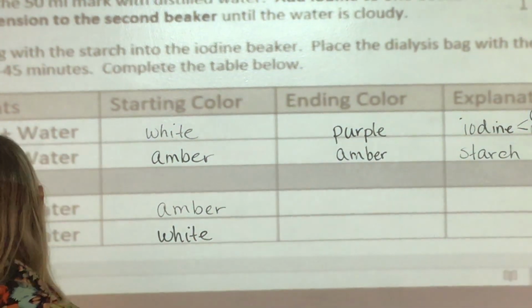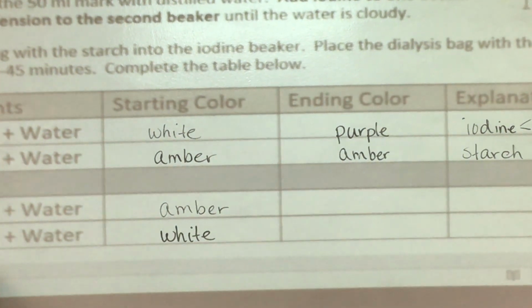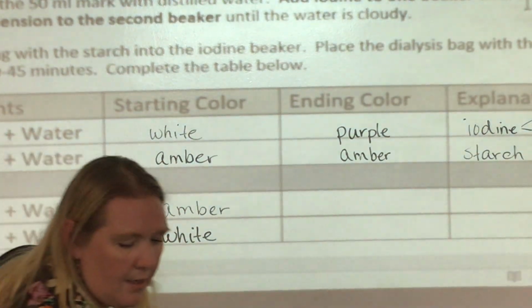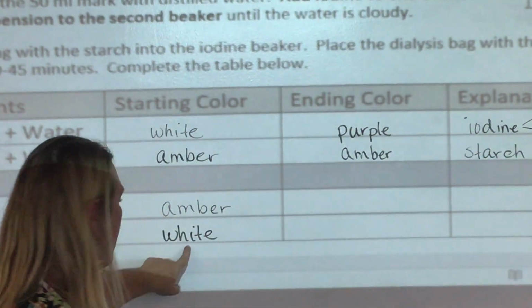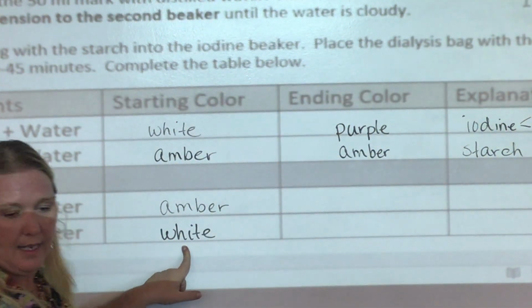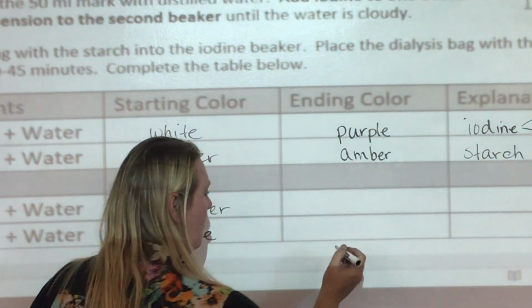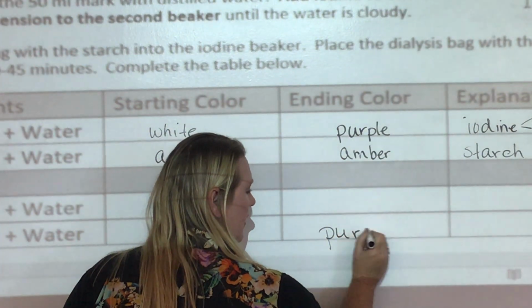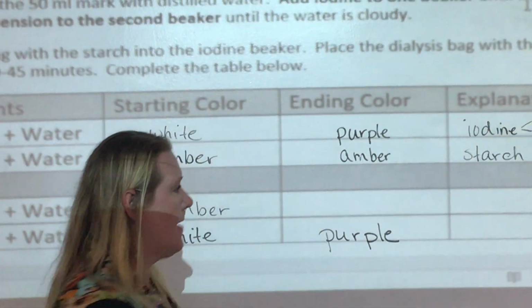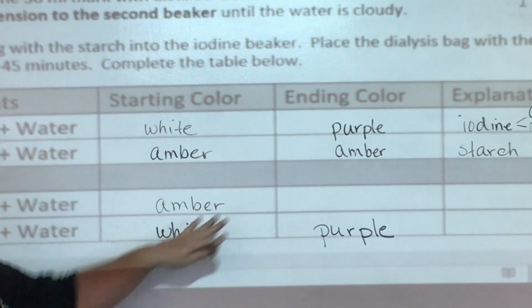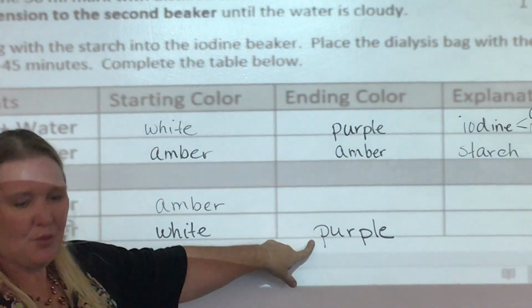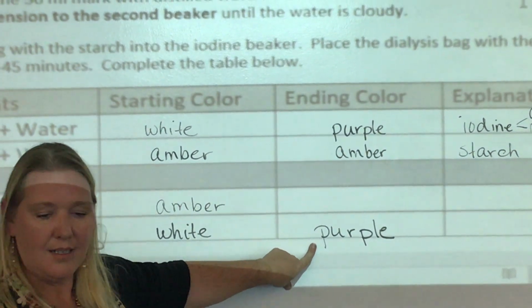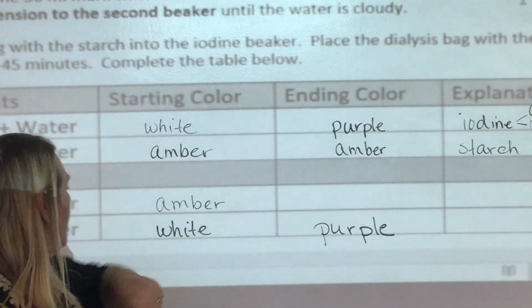So the beaker had starch and water, and it started out white, and it is now purple. What does that mean? I know I haven't answered that one, but what does that mean? That means that iodine had to move out. Let me go ahead and fill this, and then I'll answer both of those.